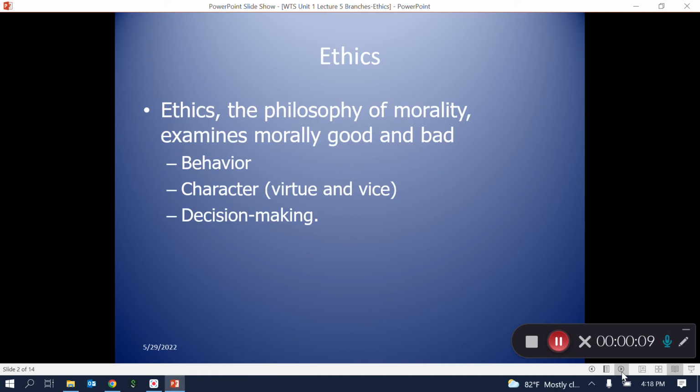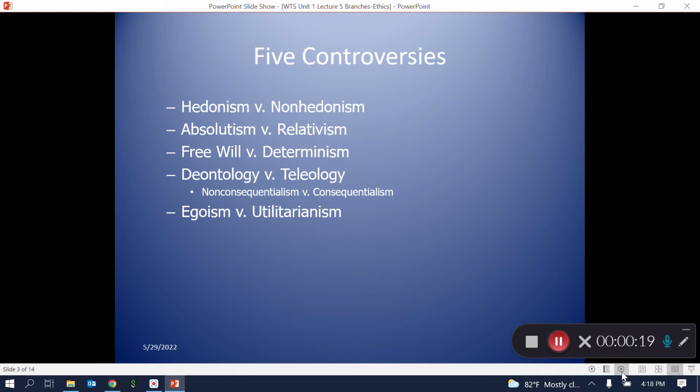Ethics, the philosophy of morality, examines morally good and bad behavior, morally good and bad character, and good and bad moral judgment. Examples of fundamental ethical issues include the five controversies: hedonism versus non-hedonism, absolutism versus relativism, free will versus determinism, deontology versus teleology, and egoism versus utilitarianism.